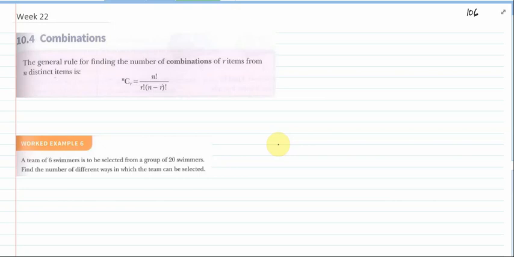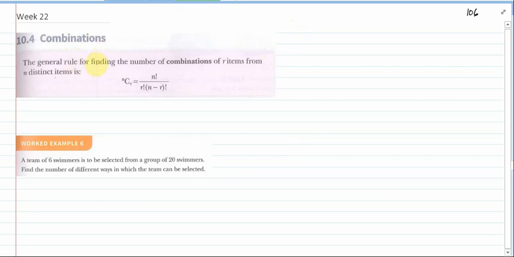Alright class, in this session we are going to start with the subtopic combination. In the last class we had discussed the topic permutation, in which we focused on things in which order matters the most, and I told you the example of a password. Now, many students got confused about the difference between combination and permutation.